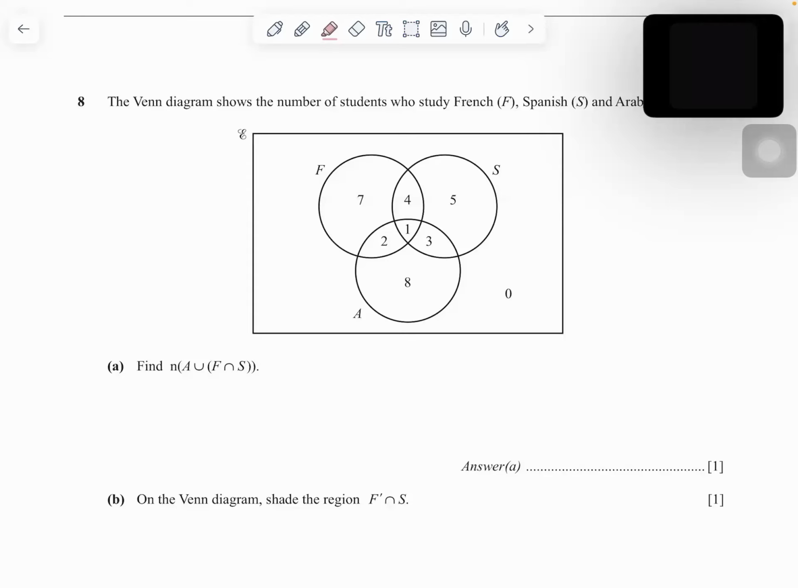What about this one? Oh, F intersection F, yeah, and then union A, so that and that. So 1, 2, 3, 1, 2, 3, 4, 5. 1, 2, 3, 4, 5. Yes. Okay. And part B. Okay, not F. Intersection C S, right?